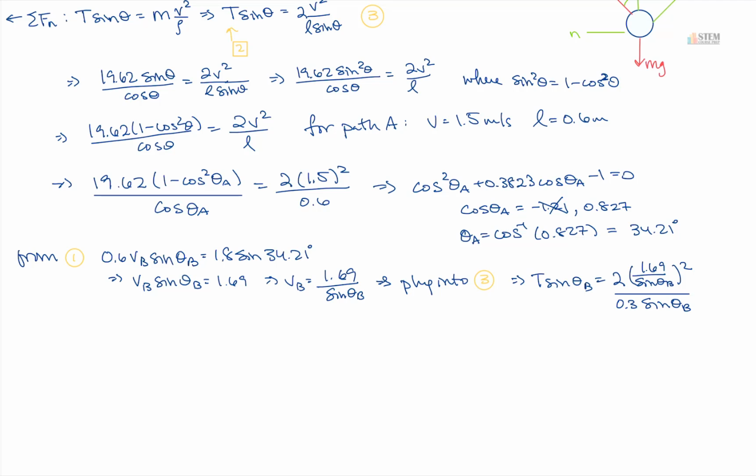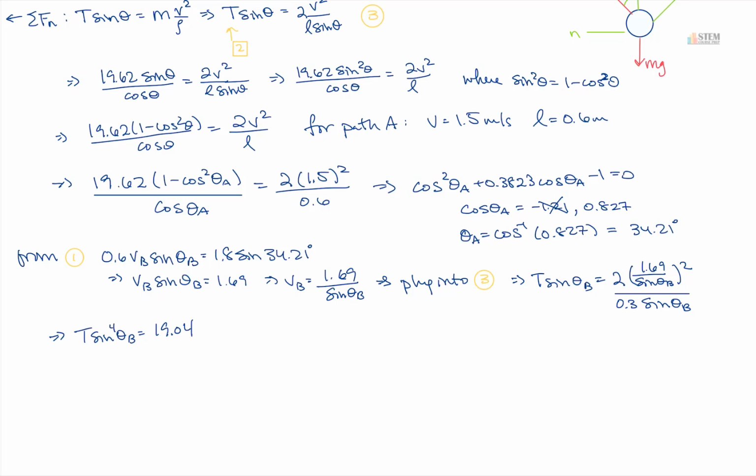Okay, so now we've got this huge mess to work with. Let's go ahead and simplify it. We're going to have a sine squared on the top divided by sine on the bottom, so that's going to give me sine cubed. I'm going to move those both to the left side, and let's calculate the remaining value on the right. That gives us T sine theta B equals 19.04. Again, I'm going to move those sine terms over, so we end up getting sine to the 4th on the left side.